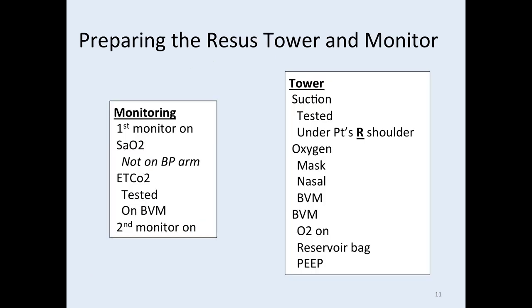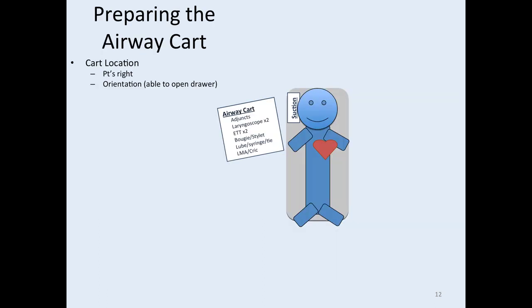Working the monitor is an important step. It's important to know that the pulse ox is the most important vital and should be put on first, before the blood pressure cuff, and that the end tidal CO2 usually needs to be warmed up beforehand. The tower, knowing how the suction and the oxygen and the bag valve mask work, we'll talk about in another talk. It's important. Usually the cart will go on the patient's right side, able to open the drawers.